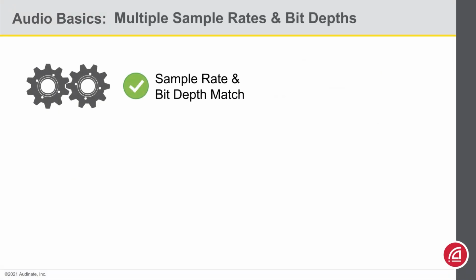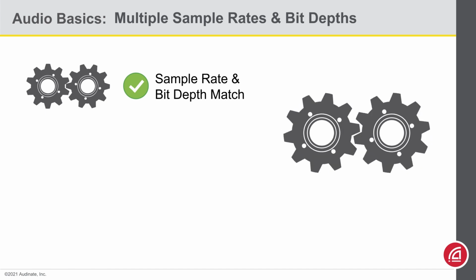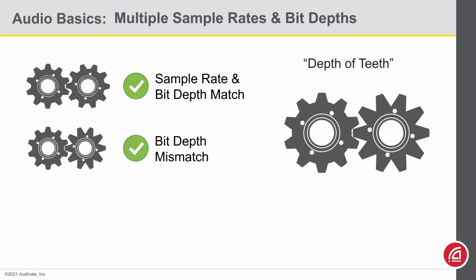We can visualize the linkages between equipment as a gearing mechanism. The sample rate could be visualized as the spacing of the teeth, and the bit depth could be the depth of the teeth. If we have a match, of course, the gears fit together perfectly and they work as expected. A mismatch of bit depth can be visualized as a difference in the depth of the teeth. Gears may still work together like this.